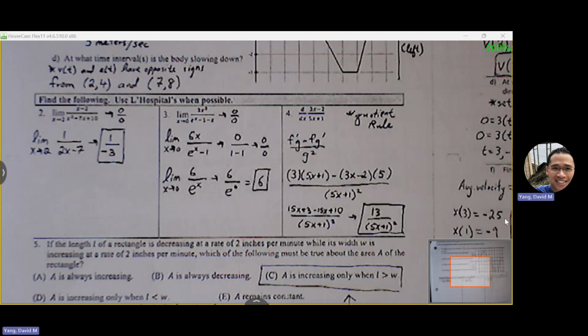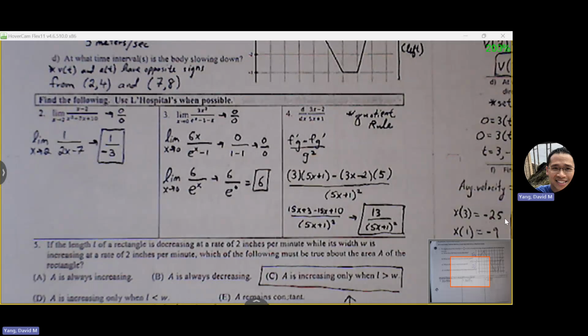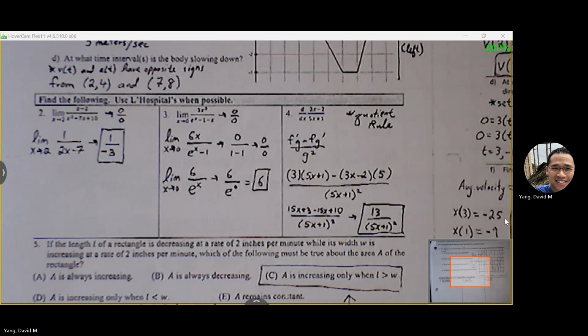Number 4, it's asking you to find the derivative of that expression, so we have to go through the quotient rule there. So number 4 is there just as a reminder that L'Hopital's rule is not a replacement for the quotient rule. It depends on what you're asked. Either you find the limit or you are asked to find the derivative.